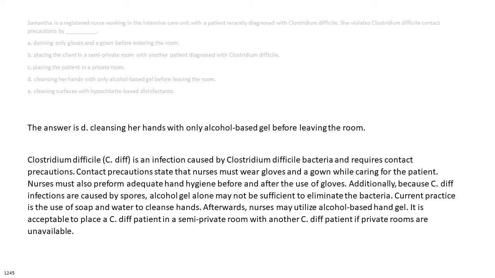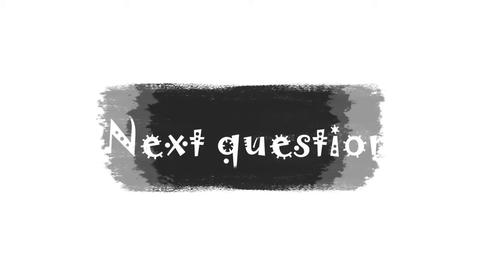Additionally, because C. diff infections are caused by spores, alcohol gel alone may not be sufficient to eliminate the bacteria. Current practice is the use of soap and water to cleanse hands. Afterwards, nurses may utilize alcohol-based hand gel. It is acceptable to place a C. diff patient in a semi-private room with another C. diff patient if private rooms are unavailable.